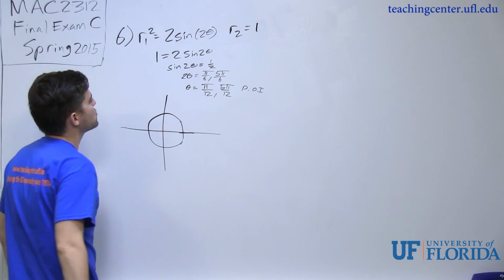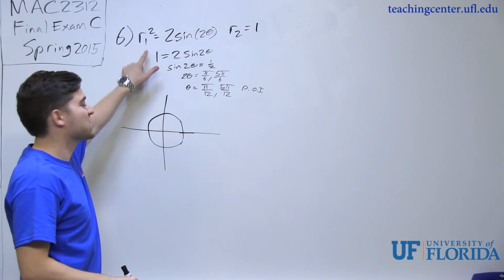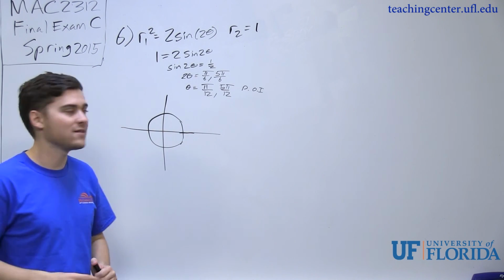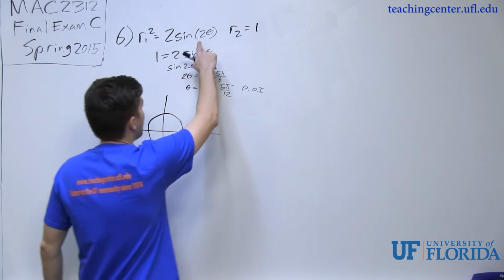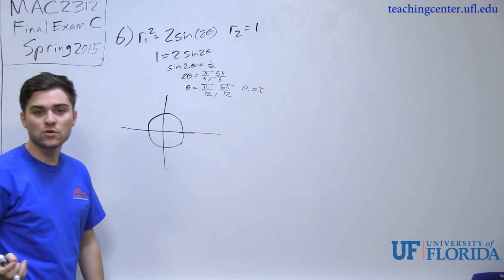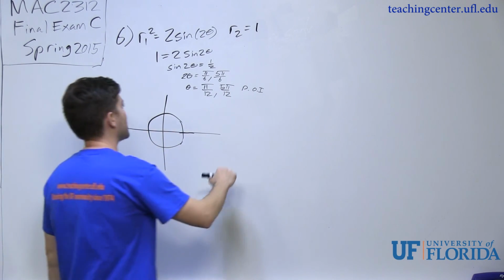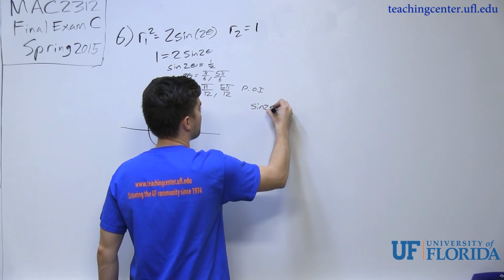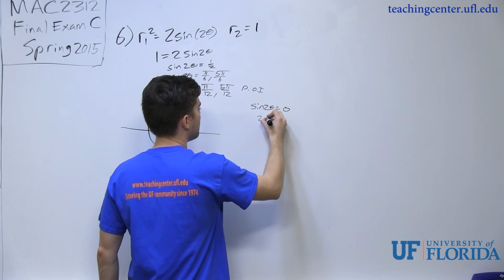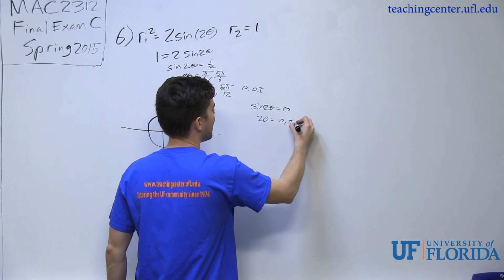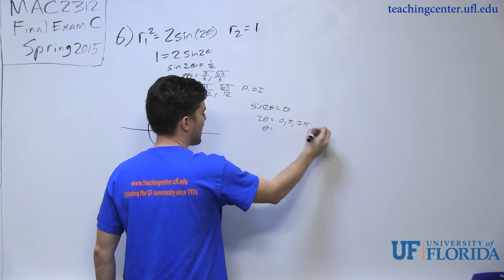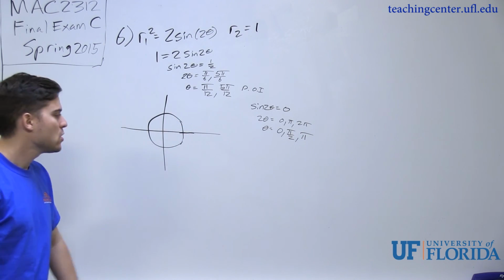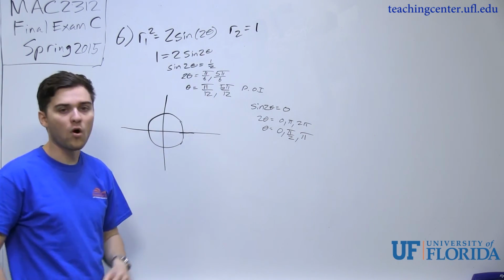Now I need to figure out what R1 squared is going to look like. Again, I know that when it's squared, it's going to be like an infinity sign. So I just need to figure out where that infinity sign is going to be oriented. If I set it equal to 0, I can figure out where it's going to return to 0. So if I set this equal to 0, I end up with sine 2 theta equal to 0. That tells me that 2 theta should be equal to 0, pi, and 2 pi. And if I divide out that 2, I end up with 0, pi over 2, and pi. So these are my zeros for R1.